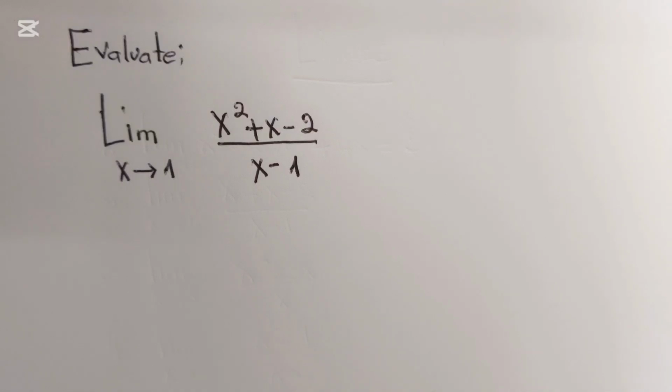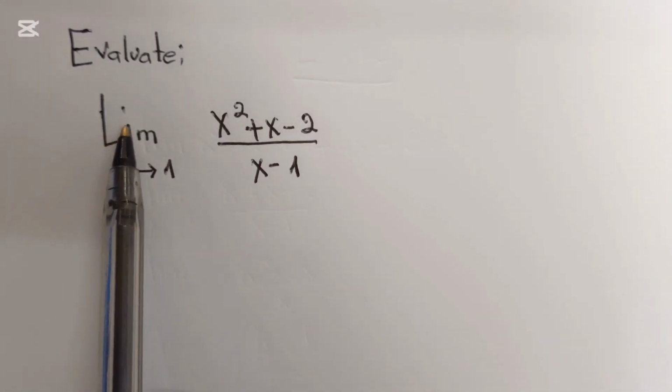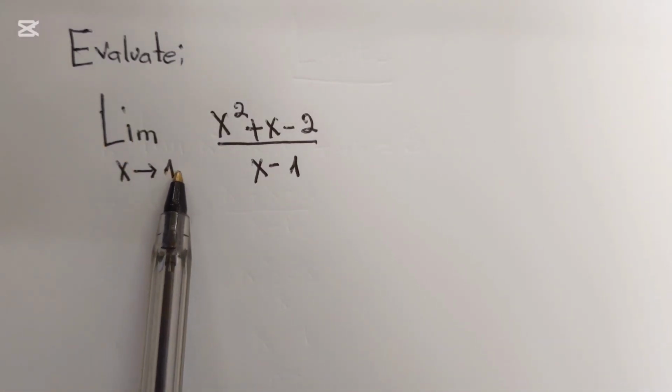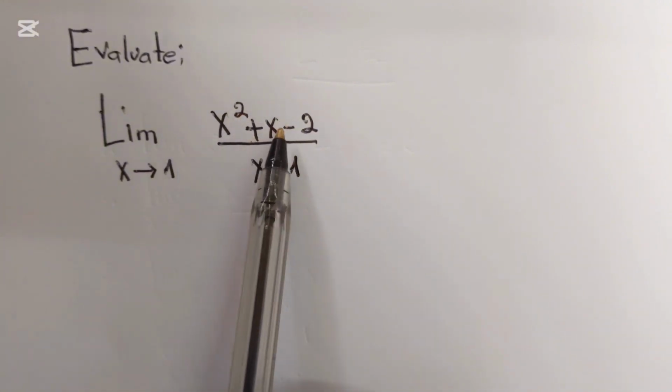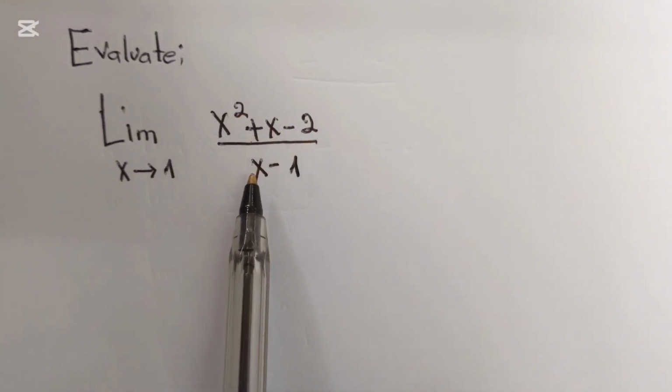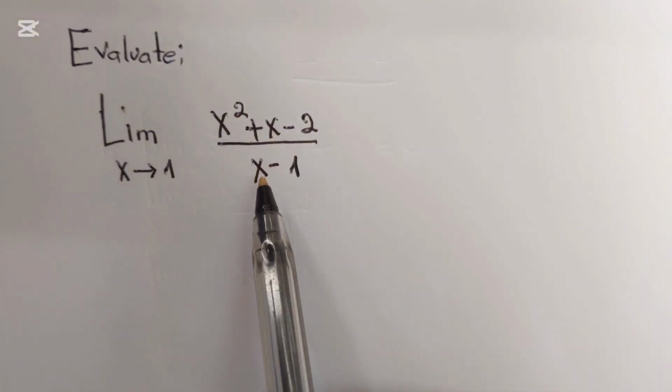Today we are going to talk about two limits, how to evaluate limits. We are going to solve it step by step. Please keep watching. Now here we have the limit as x approaches 1 of the function x squared plus x minus 2 over x minus 1.